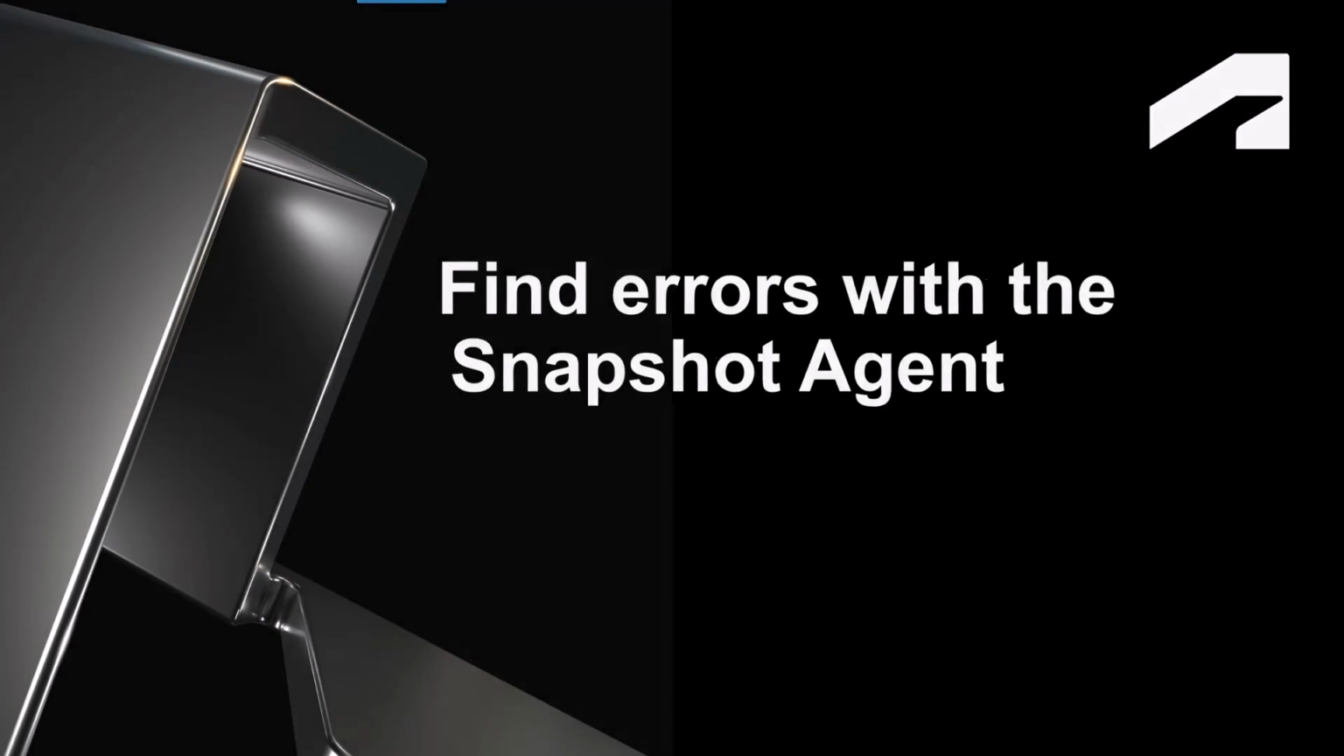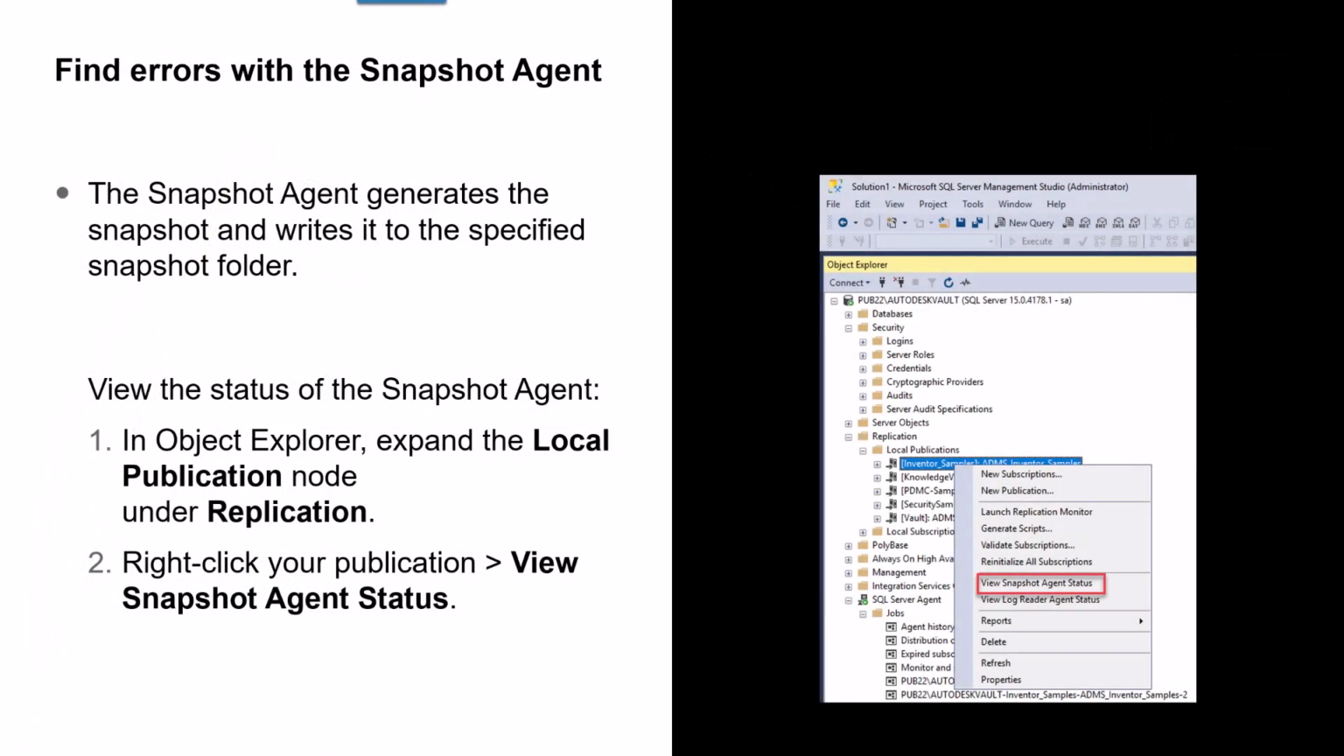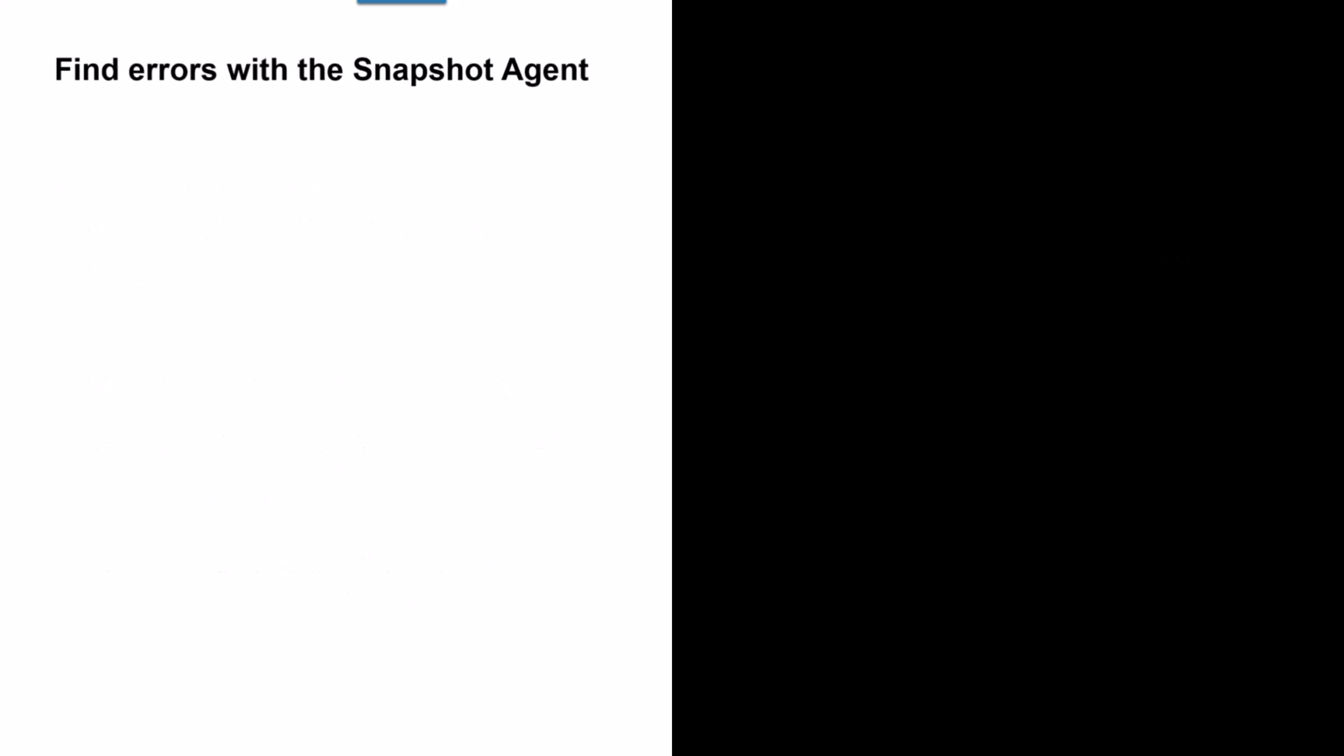Find errors with the snapshot agent. The snapshot agent generates the snapshot and writes it to the specified snapshot folder. View the status of the snapshot agent in Object Explorer. Expand the local publication node under Replication. Right-click your publication, view snapshot agent status.